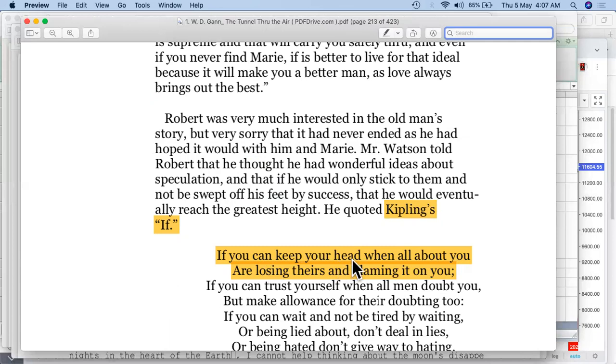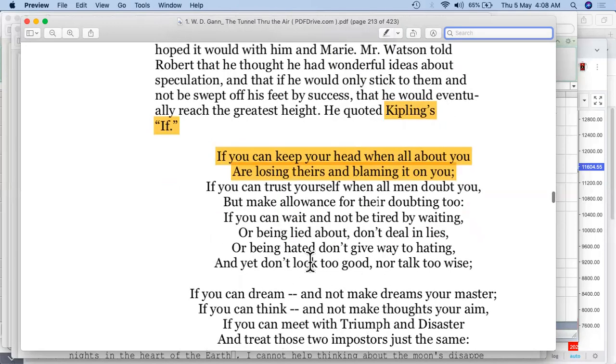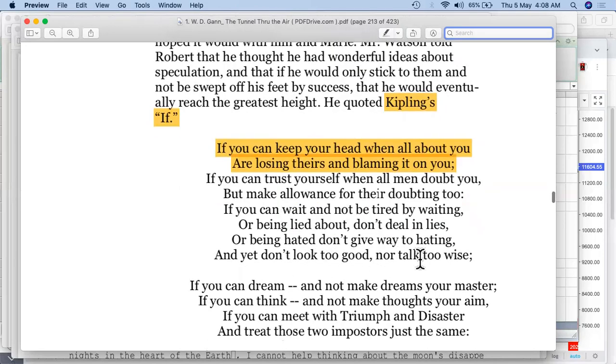If you can keep your head when all about you are losing theirs and blaming it on you, if you can trust yourself when all men doubt you, but make allowance for their doubting too. If you can wait and not be tired by waiting, or being lied about, don't deal in lies, or being hated, don't give way to hating, and yet don't look too good nor talk too wise.